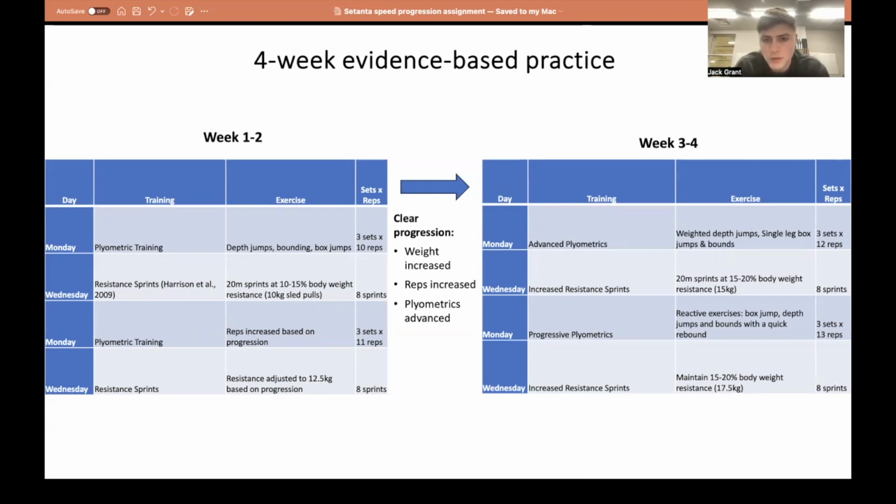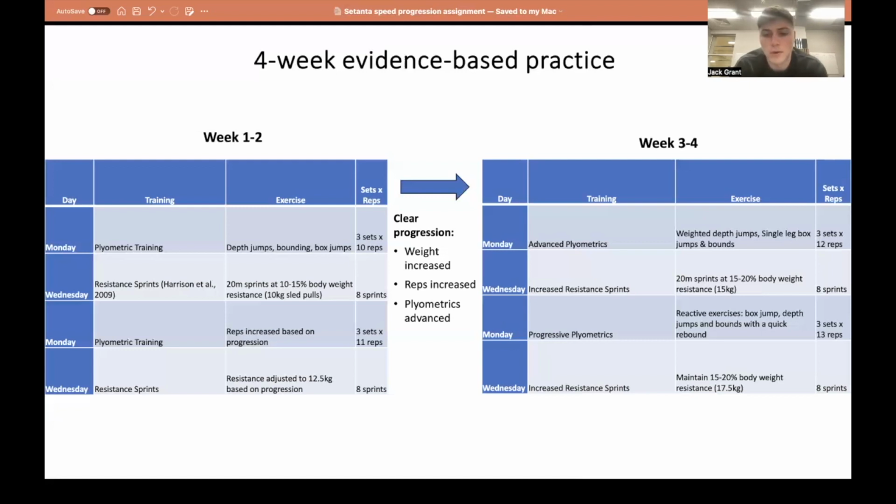So onto our week 3 advanced plyometrics. We now went to weighted depth jumps, single box jumps, and bounds, but we increased those reps also. So just to ensure there was no regression and just a clear linear progression as we can, especially because it's only a 4-week program, we're trying to have that volume onto the athlete and that sort of clear progression as much as we can. Also increased our sprints by another 2.5 kilos. As I said, that's just a clear linear pathway there up to 17.5 kilos in the final session.